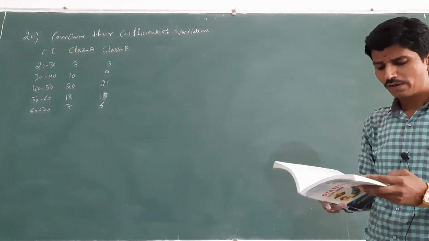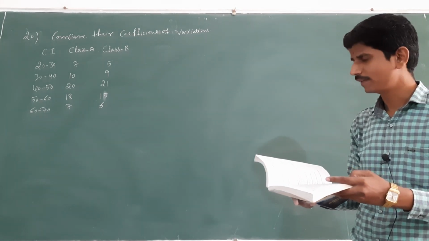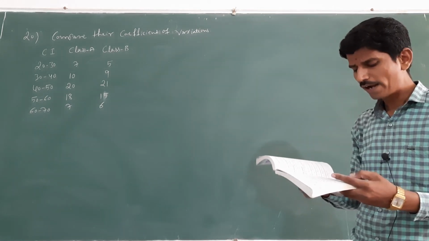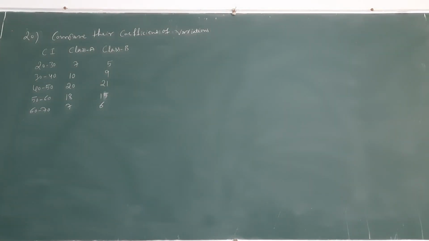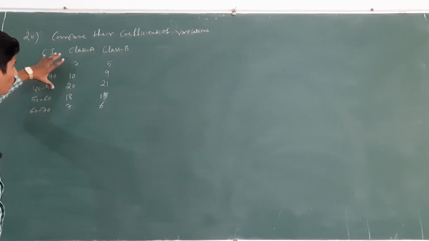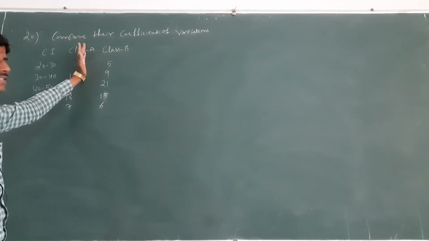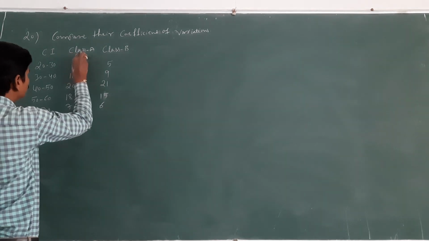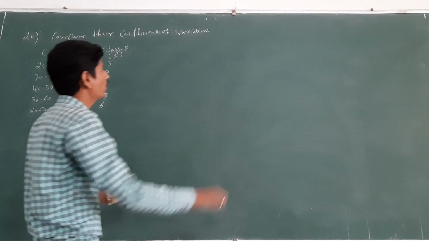With respect to the number of students, the frequencies are given for class A and class B. Class A is 7, 10, 20, 18 and 7. Class B is 5, 9, 21, 15 and 6. Here you have to compare their coefficients of variation. The class interval is fixed for class A and class B, but the frequencies are changing. Class A is changed and class B is also changed. Here it is f, it is also f.